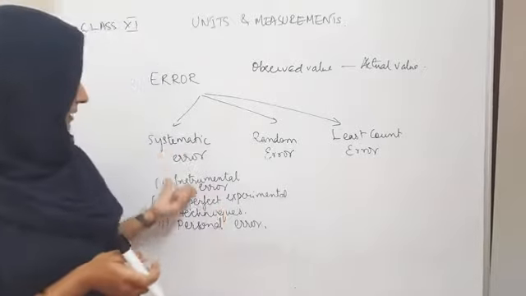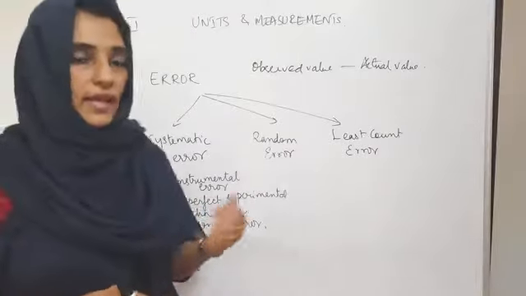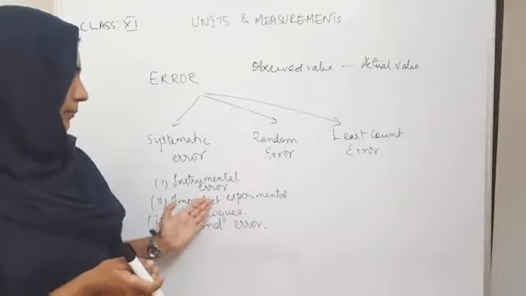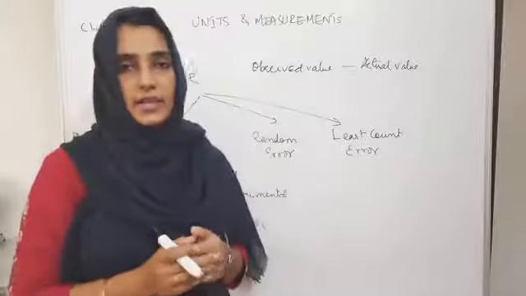Okay, now systematic errors. When you consider systematic errors, we can classify them as instrumental error, errors that occur due to imperfect experimental techniques, and finally personal error. So first let us see what instrumental errors are.